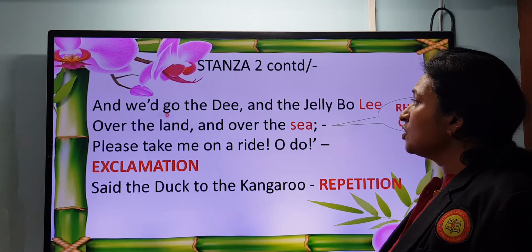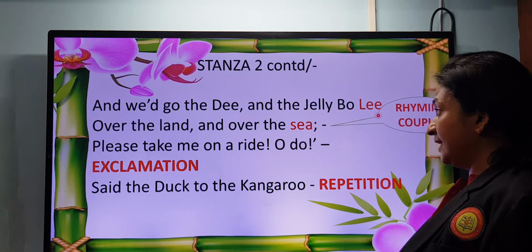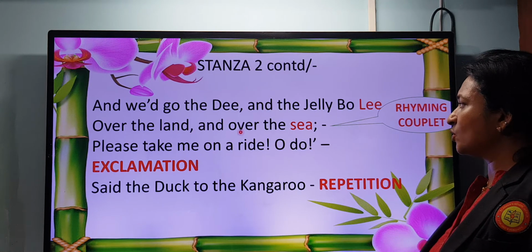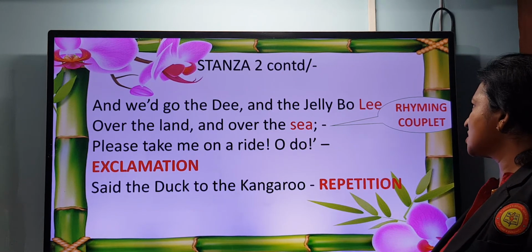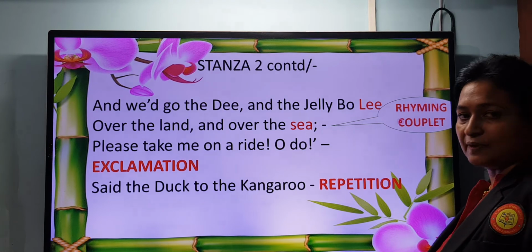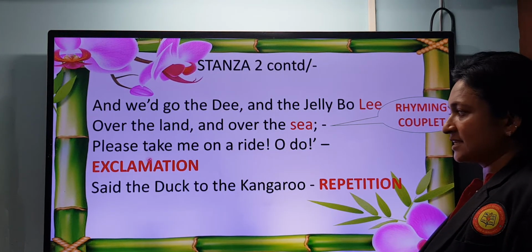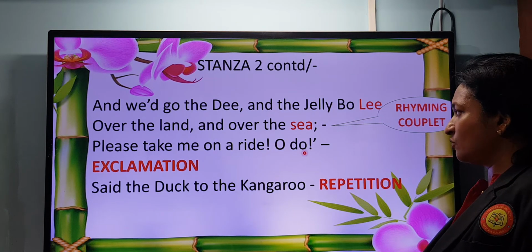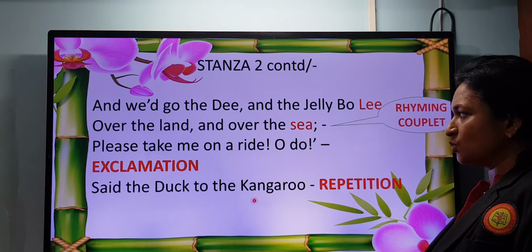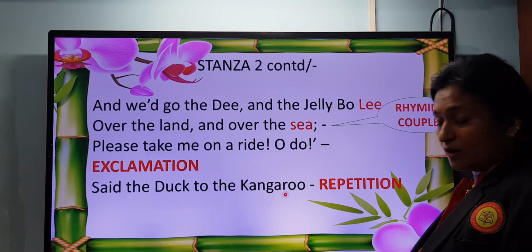And we would go by the D and the jelly bowl lee, over the land and over the sea. Now see here, lee and sea, so this is rhyming couplet. Please take me on a ride, oh do! Exclamation. Said the duck to the kangaroo. Repetition. Even if you combine do and these two lines, you can put a rhyming couplet for do and kangaroo also.